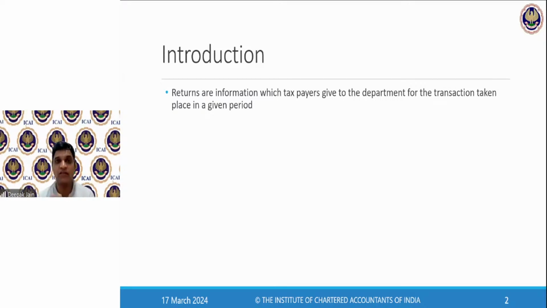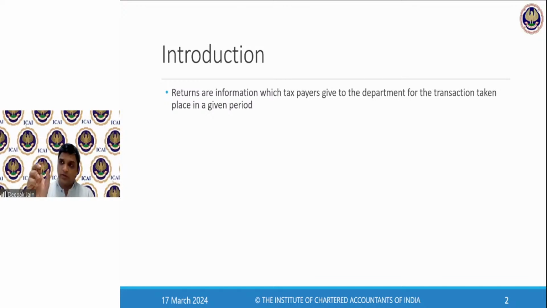Now, after you have collected taxes on behalf of the government, you need to give us information. This information is given through a return. This return will give all the transactions you have done for a particular period, and you will report it to the government. So a return is that information which you give to the department for whatever sales and purchase transactions have taken place in a particular period.